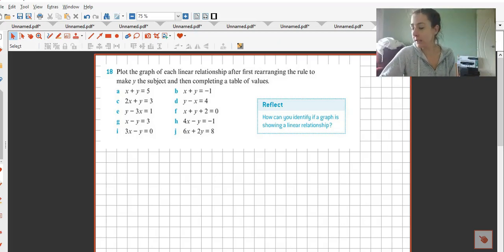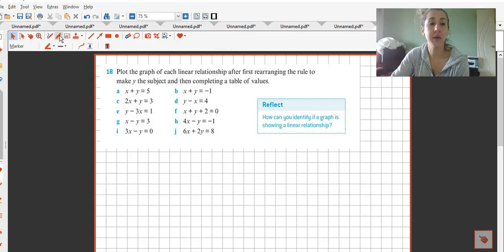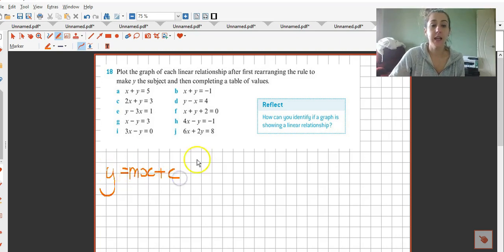Hi team, so last video we had a quick look at the y equals mx plus c. Now we're just going to have a look at a few of these equations here, and as you can see they're not in that nice format that we've been working with. So we want to rearrange these to have them in y equals mx plus c format. We want to make y the subject and have it on its own.